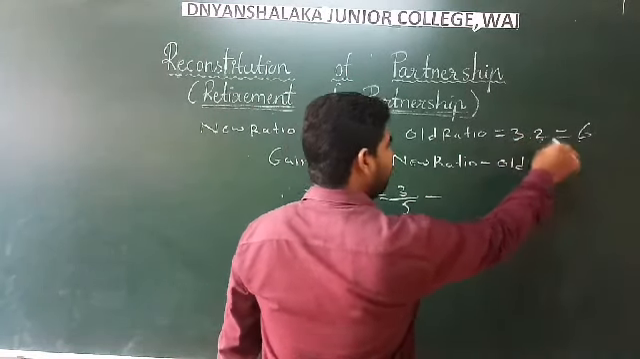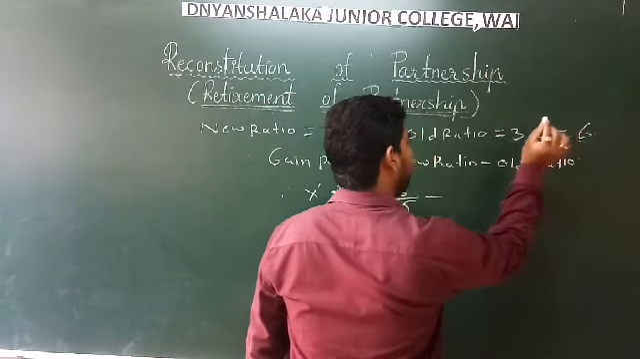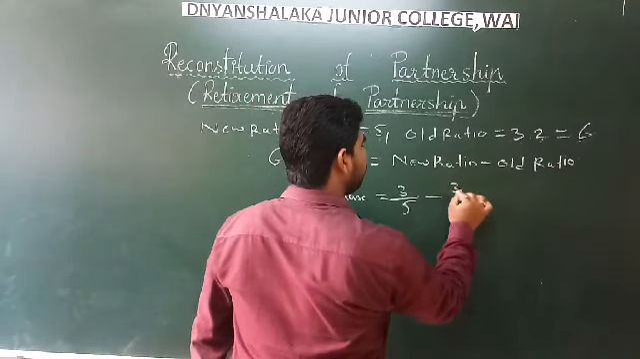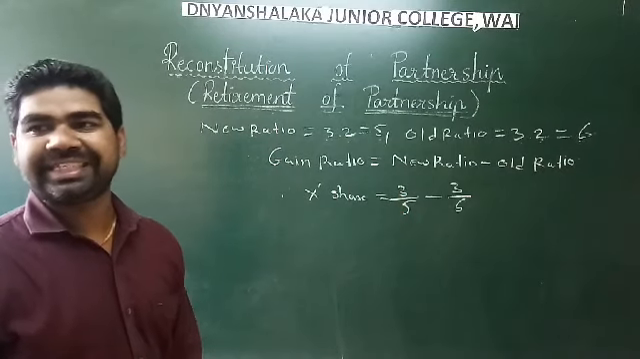Your 3:2. But what is the situation? Total parts are 6 there, and out of 6 parts 3 goes to the X. So what is your old ratio? 3/6. Understand? ये 3/5 और 3/6 क्यों आ रहा है?